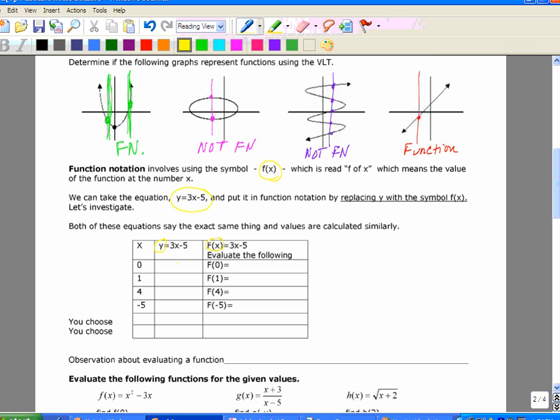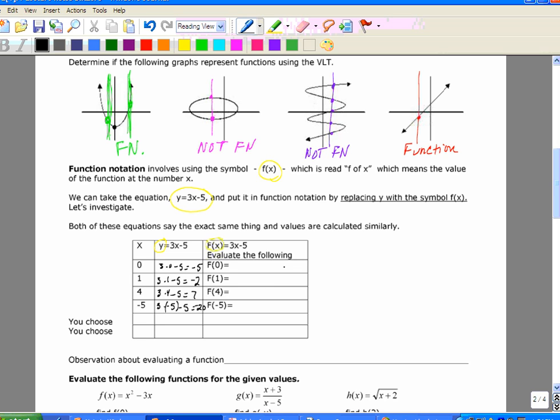So if we had y equal 3x minus 5 and we wanted to plug in a 0 for x, then we would just simply do 3 times 0 minus 5, make that calculation as a negative 5, and that would be our answer. If we wanted to plug in a 1 for x, it would be 3 times 1 minus 5, which would give us negative 2. Plugging in a 4, 3 times 4 minus 5, 7. And finally, plugging in a negative 5, 3 times negative 5 minus 5 will be negative 15 minus 5, which is negative 20. That's how it worked in our old notation.